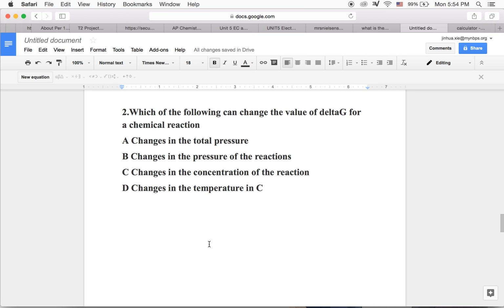And for the second multiple choice, which of the following can change the value of delta G for a chemical reaction? Because we already know that the formula is delta G equals delta H minus T delta S. So in this situation, we can only change the temperature to change the value of delta G for a chemical reaction. We choose D for this one.